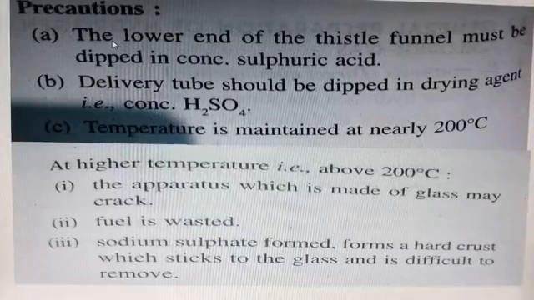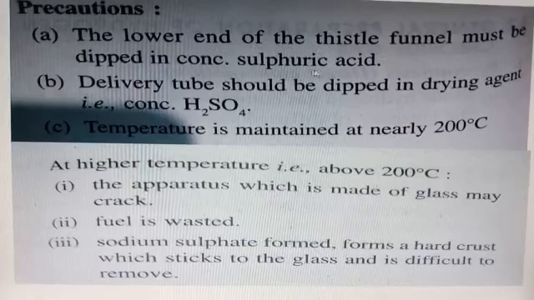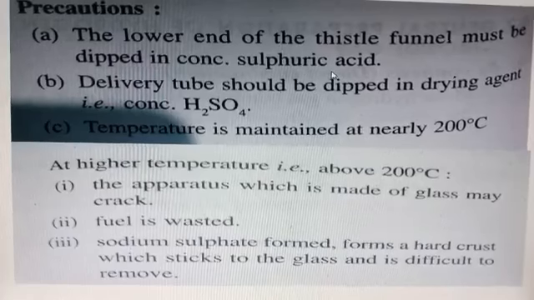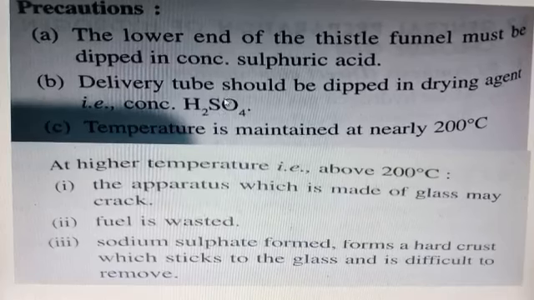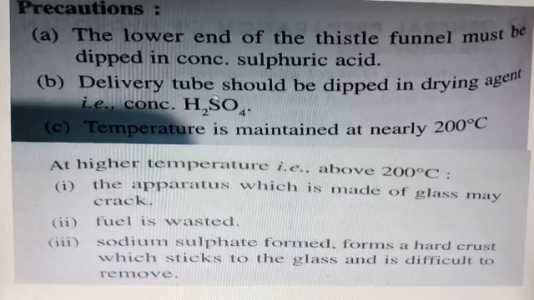Then these are the precautions we need to take while preparing hydrogen chloride gas in the lab. The lower end of the thistle funnel must be dipped in concentrated sulfuric acid. Why? Because otherwise, the gas formed may escape out through this thistle funnel. Delivery tubes should be dipped in the drying agent, that is concentrated sulfuric acid, in order to dry hydrogen chloride gas. And we cannot use other drying agents because they may react with hydrogen chloride gas.